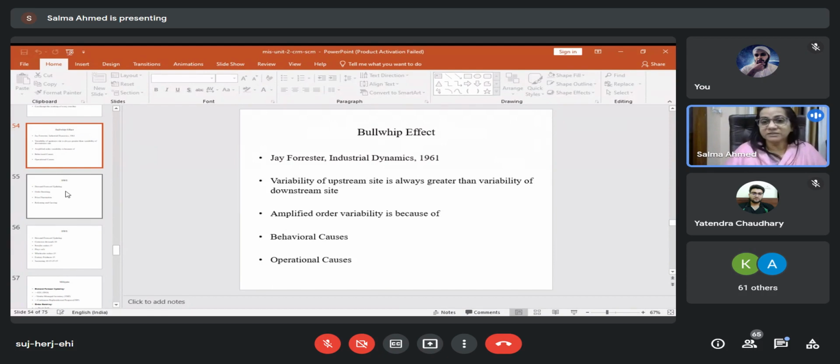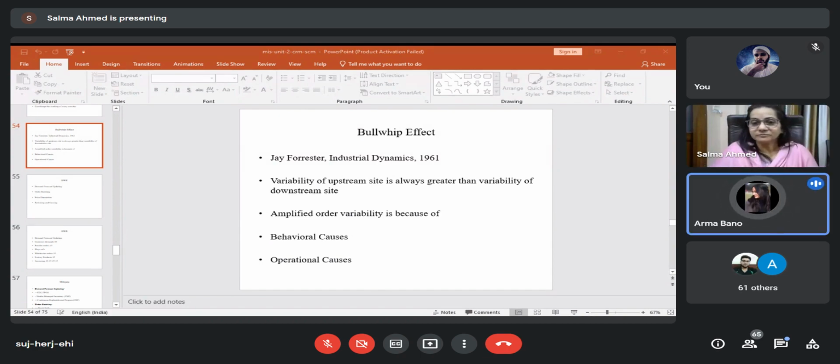So the variability of the upstream side is always greater than the variability of the downstream side, and this amplified order variability is because of behavioral causes and operational causes. Can anybody differentiate between what we mean by the behavioral causes and the operational causes? Yes, ma'am, the behavioral causes are concerned with the behavior of the consumers, and the operational causes are concerned with the production process, or producing the product.